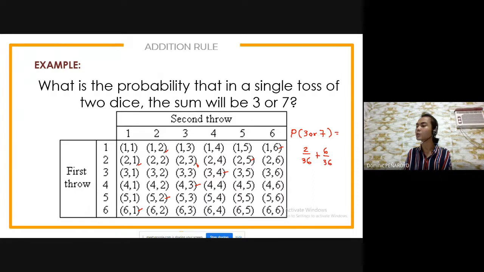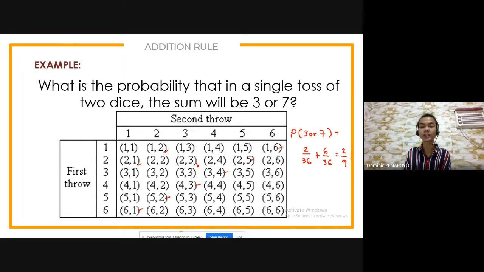So, add natin siya, 2 over 36 plus 6 over 36. What will be the result? So, using your calculator, again, 2 over 36 plus 6 over 36. So, since again, we need to express our answer in reduced fraction, the answer we will get is 2 over 9. So, the probability that in a single toss of 2 dice, the sum will be 3 or 7 is 2 over 9.